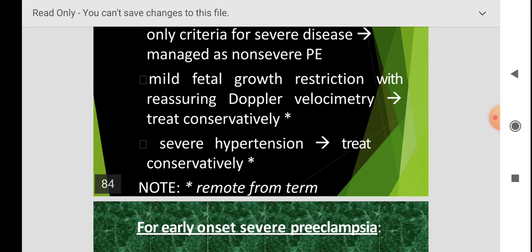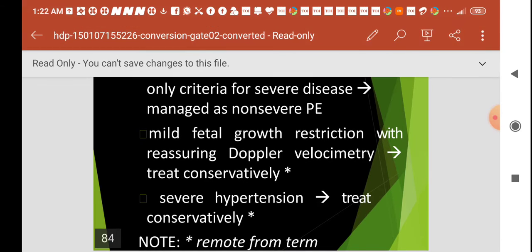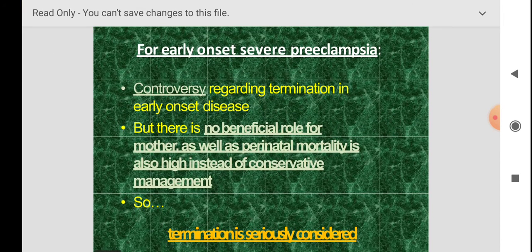Then mild fetal growth restriction with reassuring Doppler velocimetry, then also you can treat her conservatively. If only severe hypertension is there but no other signs of severe preeclampsia, then also you can treat her conservatively. But these cases should be treated conservatively only if they are remote from term, that is less than 37 weeks.